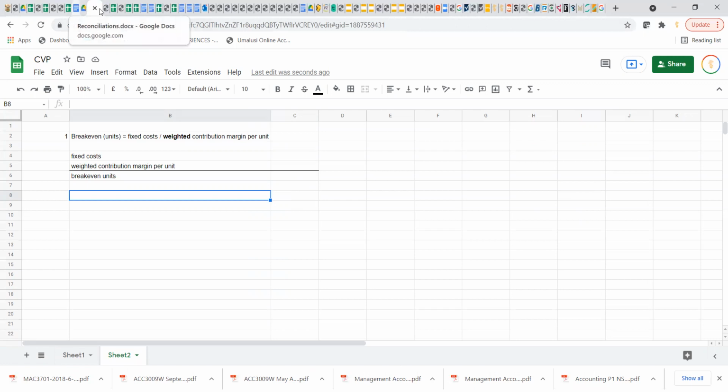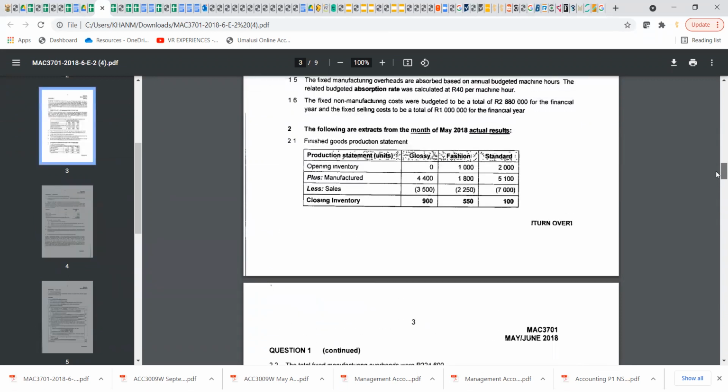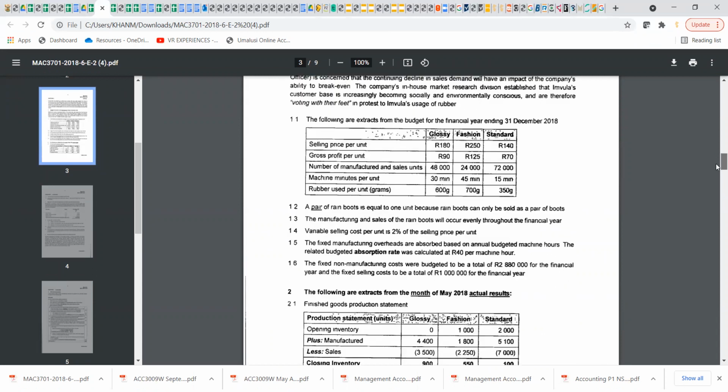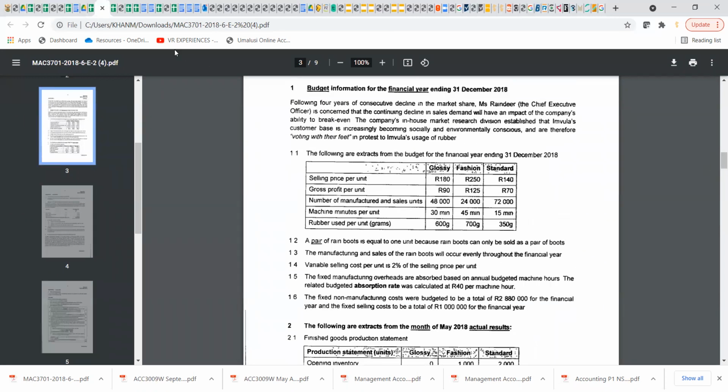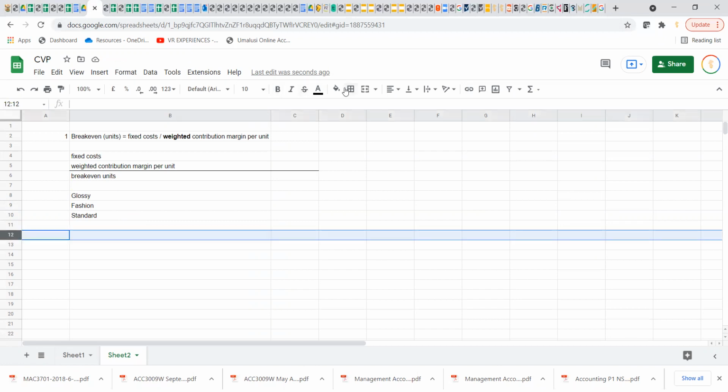So I can't remember what the products were now. So we're going to split it between glossy, fashion, and standard. So this is going to be glossy, fashion, and standard. Okay, there we go. Done. Question is set up. Now we're going to do the calculation.